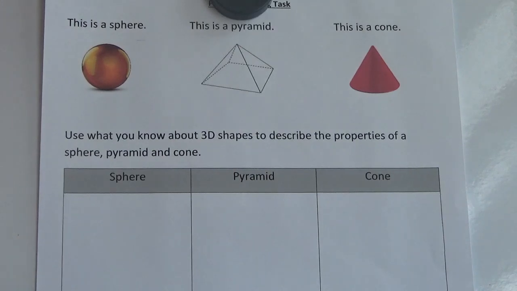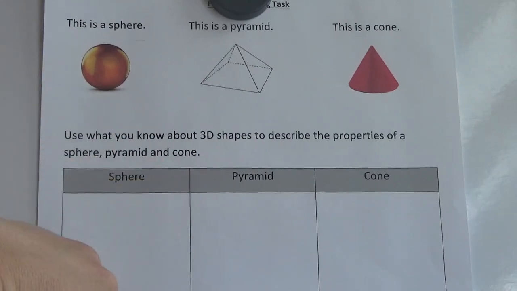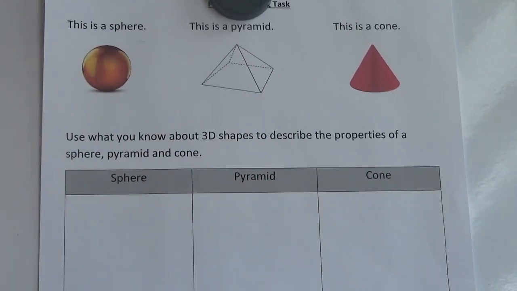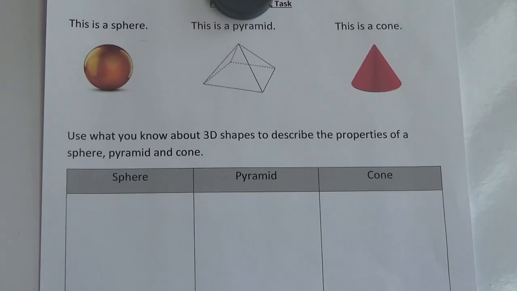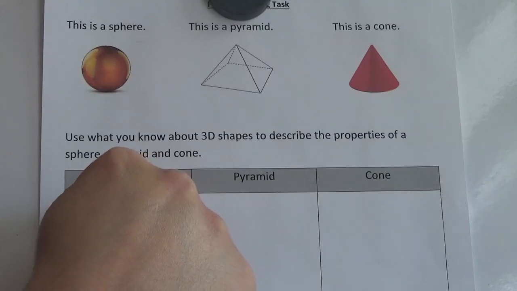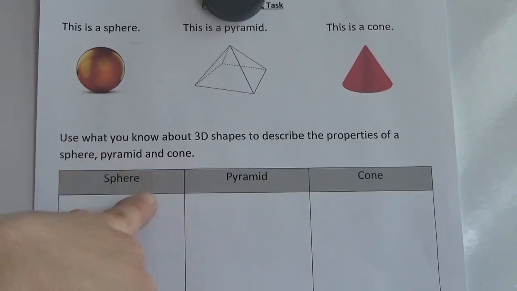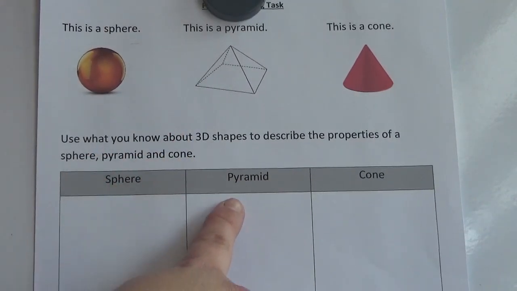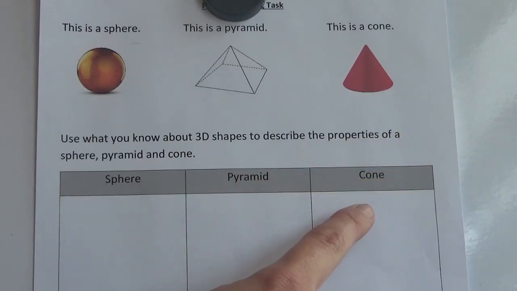Based off of what we've learned over the past couple of days about faces of shapes and surfaces of shapes and how to tell how a shape is a prism, I want you to describe the properties of these 3 shapes. So in order to do this assignment, you need to make sure you have something to write with and something to write on. And then you're going to need to separate your paper so that you have an area to describe the sphere, an area to describe the pyramid, and an area to describe a cone.